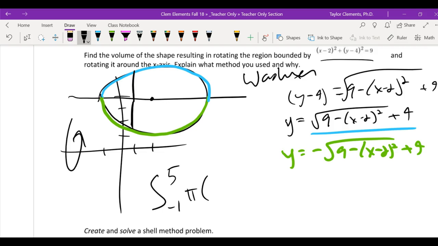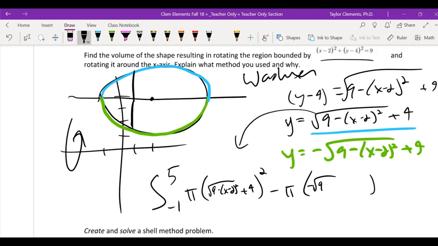Pi r, but r is going to be all of this one: square root of 9 minus x minus 2 squared plus 4. Pi r squared minus pi. And then the negative one, that's the inner: square root of 9 minus x minus 2 squared minus 4, squared, dx. The vertical slices, -1 to 5. Good deal.